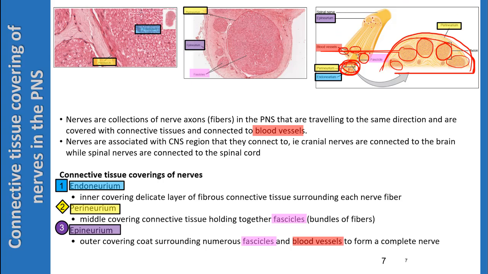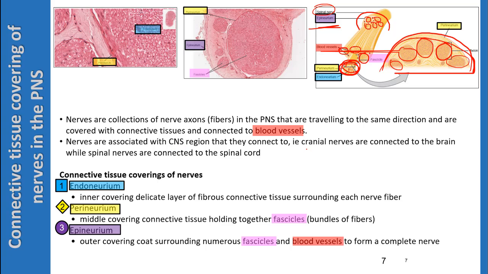And what you can see here is that this nerve has several different fascicles, and covering the entire nerve is a stronger outer coat called the epineurium. So endo, smallest, covers each individual nerve axon; peri covers fascicles of axons; and then the epineurium covers the entire nerve. Nerves are associated with a CNS region that they're connected to.